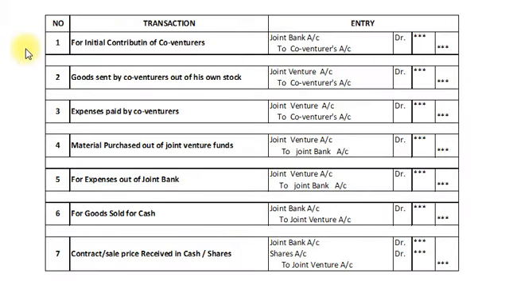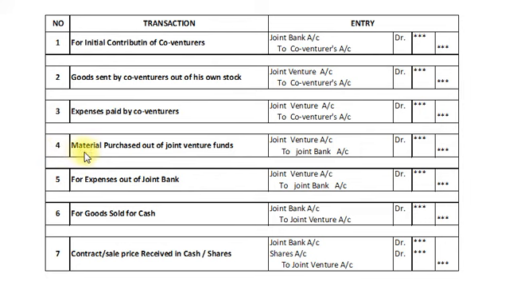Now let us see the transactions and their accounting entries in joint venture. Transaction number 1, for initial contribution of capital by co-venturers. Our accounting entry will be joint bank account debit to co-venturers account. Number 2, goods sent by co-venturers out of his own stock. Our accounting entry will be joint venture account debit to co-venturers account. Number 3, expenses paid by co-venturers. So our accounting entry: joint venture account debit to co-venturers account.